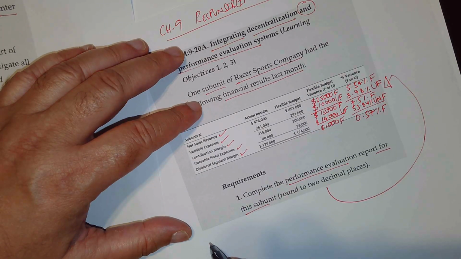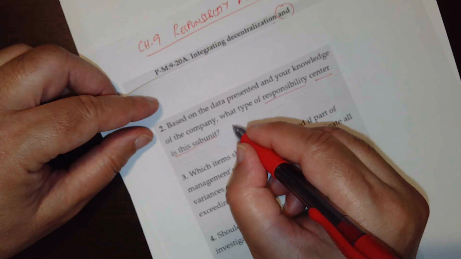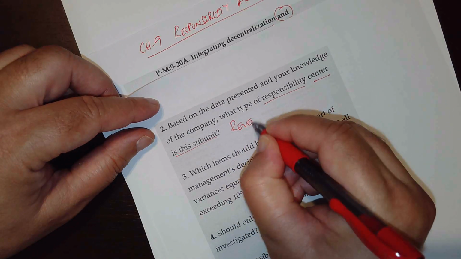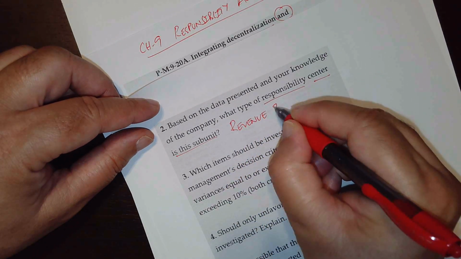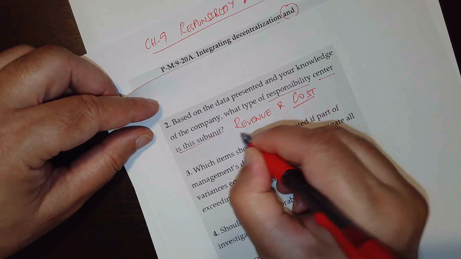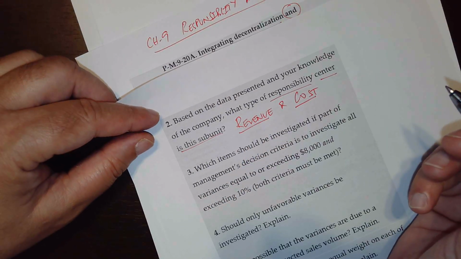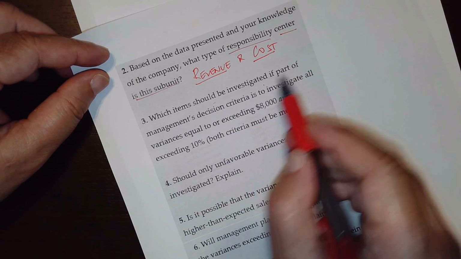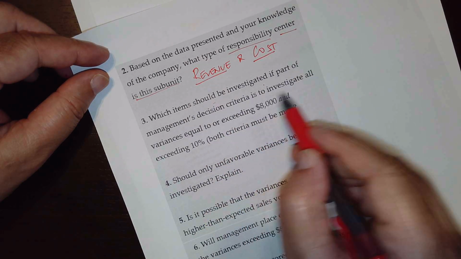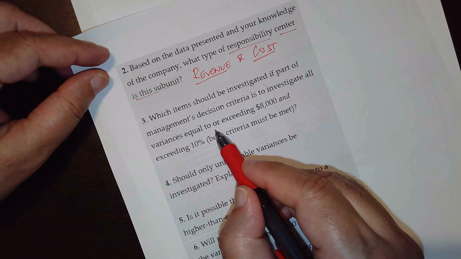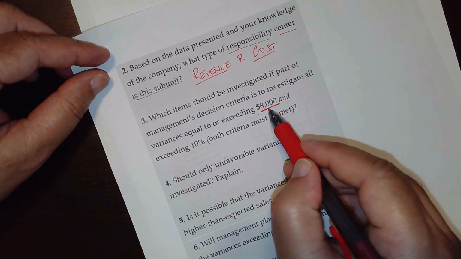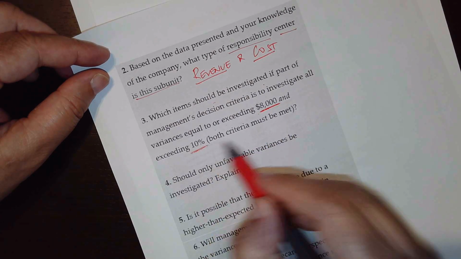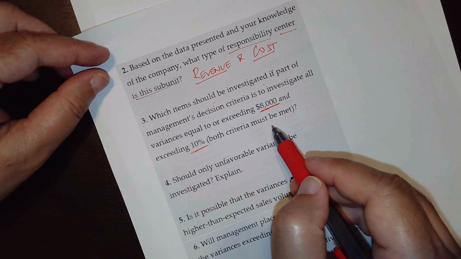So for number 2, what type of responsibility? It's a revenue and cost center, because it has information about revenue and cost. So it has both. Third, which item should be investigated if part of management decision criteria is to investigate all variances meeting or exceeding $8,000 and exceeding 10%, where both criteria must be met.